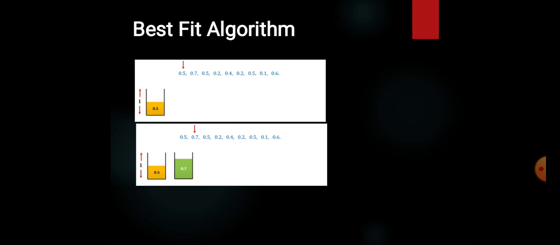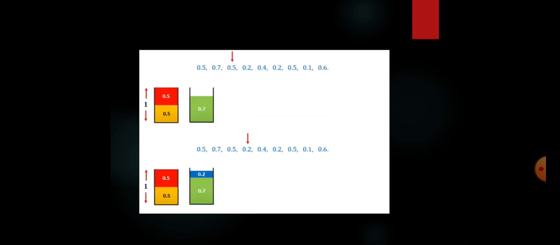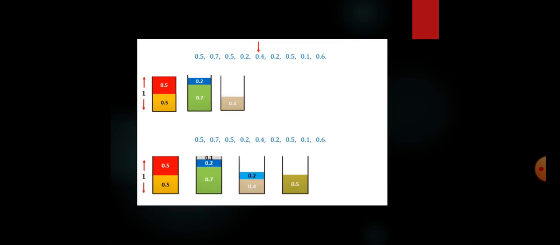We are going to take the same problem. First, if you take 0.5, you create a bin and place it there. When you take 0.7, there is no space in the first bin, so create a second bin. Next, when you take 0.5, comparing the two bins, we have a place only in the first bin, so you place it in the first bin. Next, if you take 0.2, you don't have space in the first bin, so you place it in the second bin. Next, if you take 0.4, you don't have a place in the first bin or the second bin, so you create a third bin.